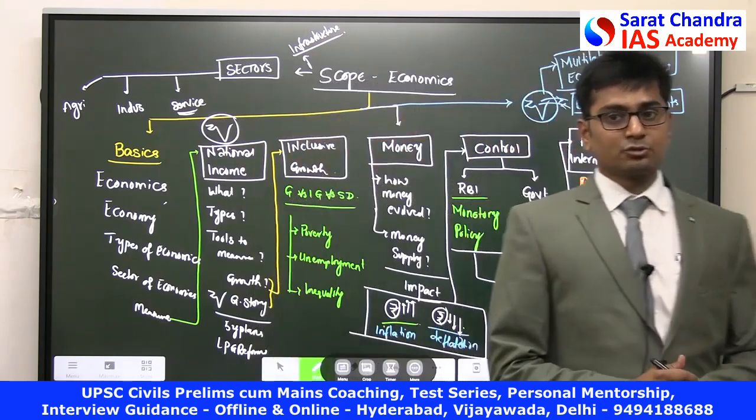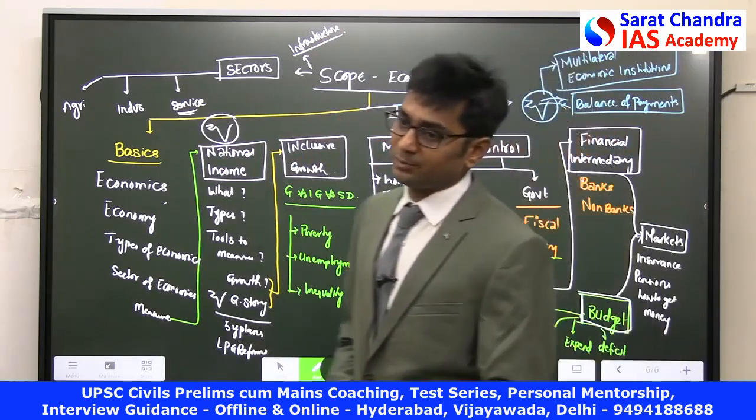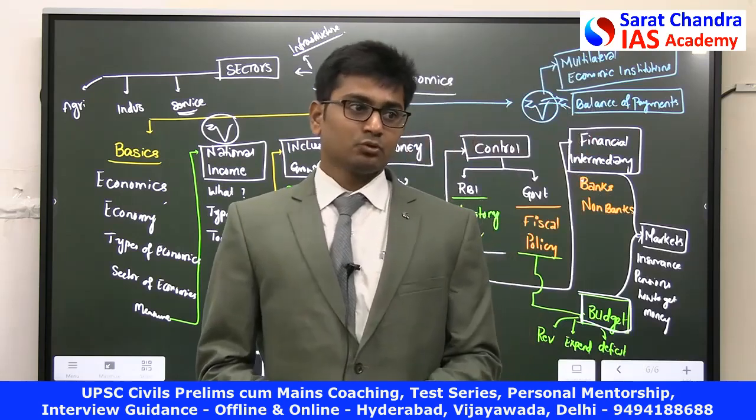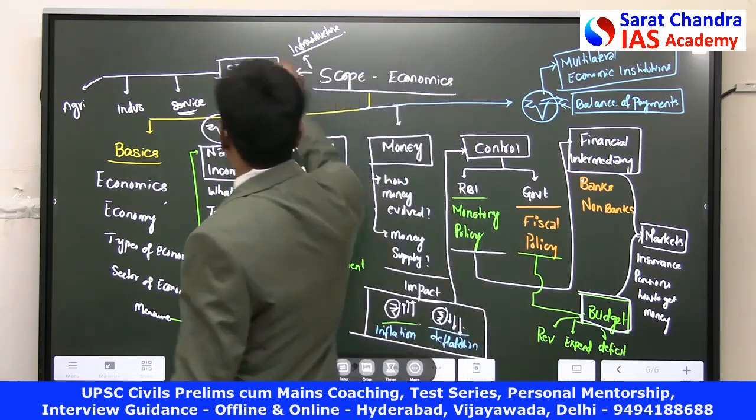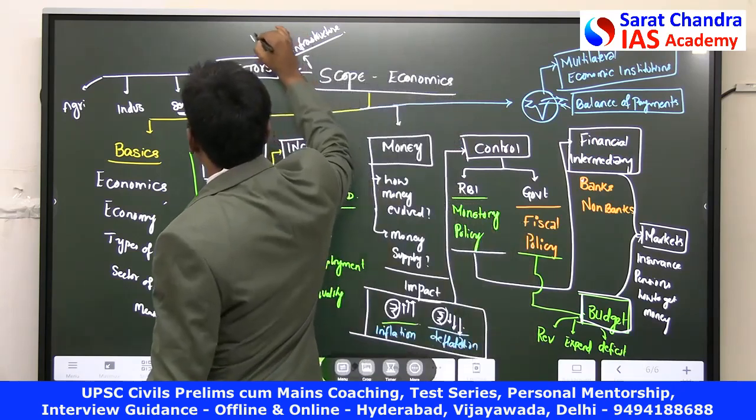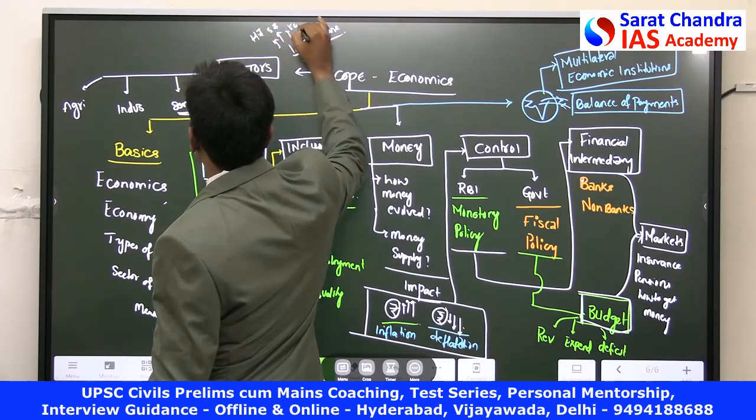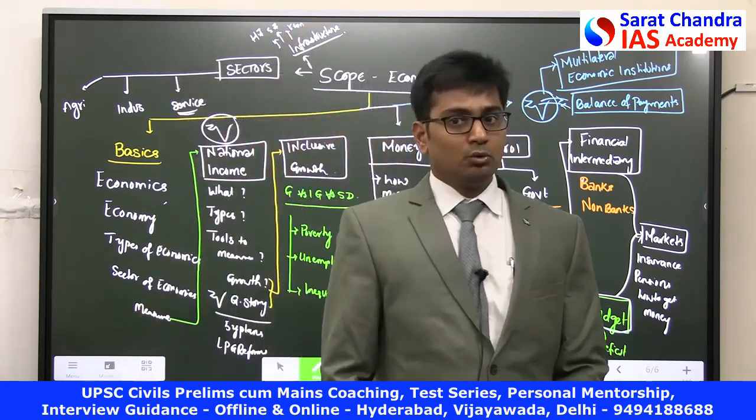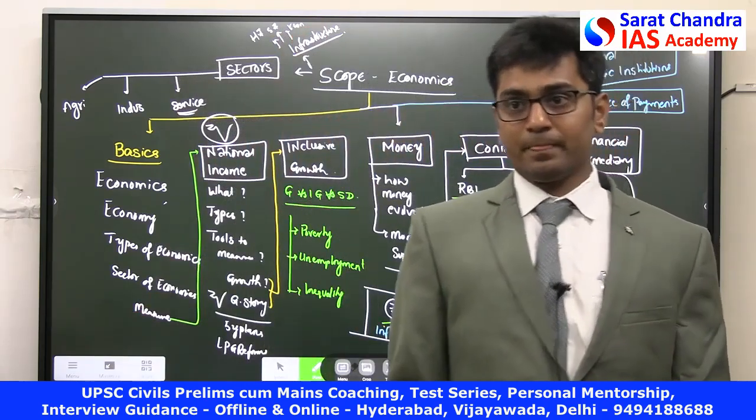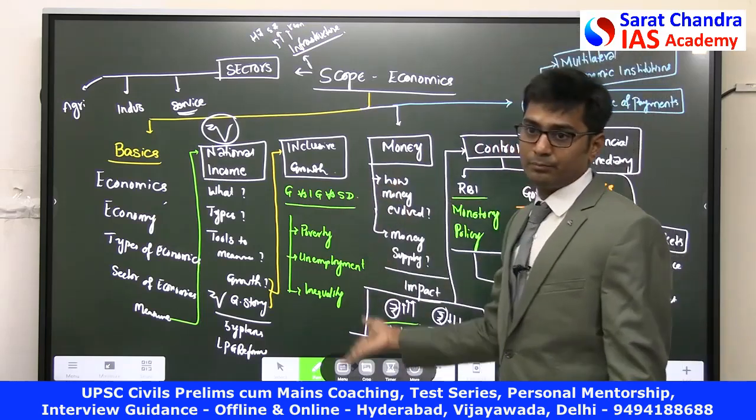Right? So that makes us to discuss about infrastructure. Again, infrastructure can be of three types: human infrastructure, social infrastructure, economic infrastructure. Human, social, economic. Human and social is again social development.